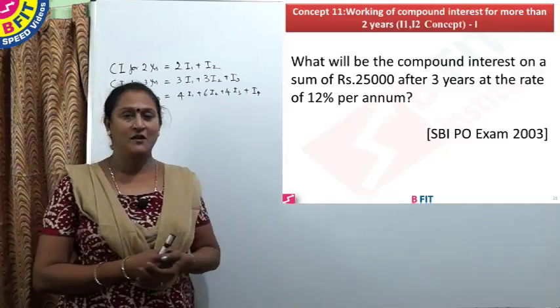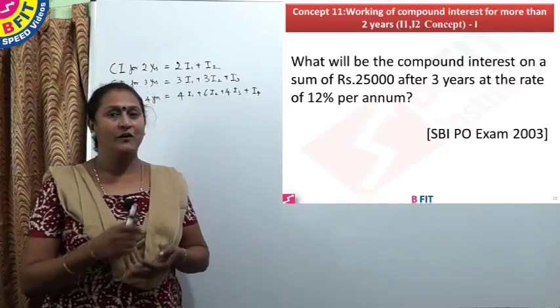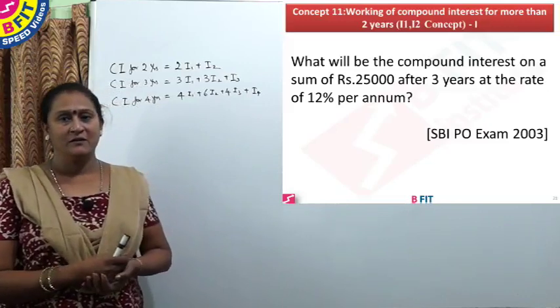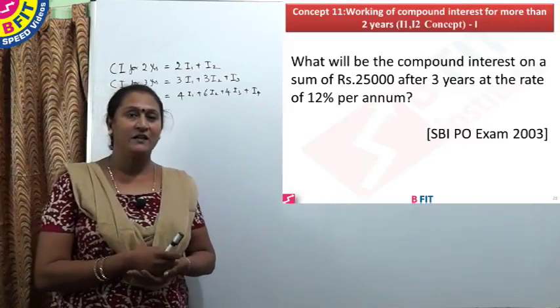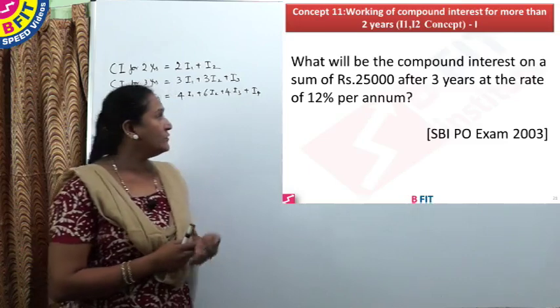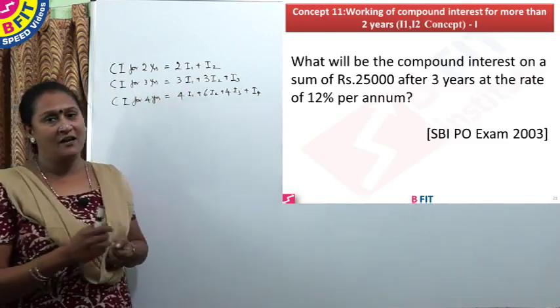So we'll see the next concept. How to find the compound interest for more than 2 years. When it is asked for more than 2 years, that is 3 years or 4 years, using this pattern, you can find the answer.